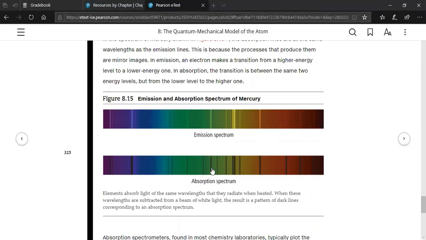You can also have an absorption spectrum. Emission spectrum is where the light is being emitted. Absorption spectrum is when you have light that's passed through a sample and the atoms absorb only particular wavelengths, and wherever you'd have a bright line up here, you have a dark line down in the absorption spectrum.